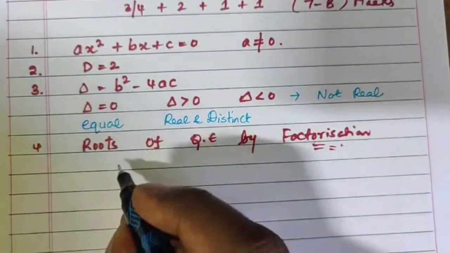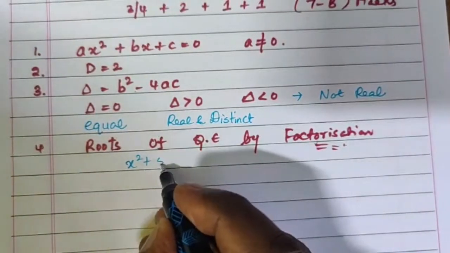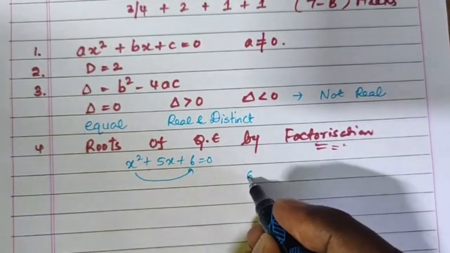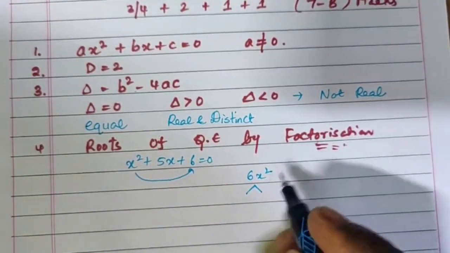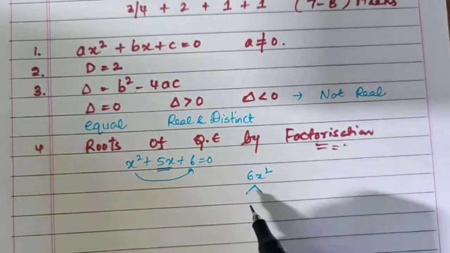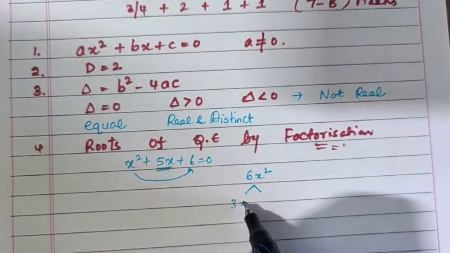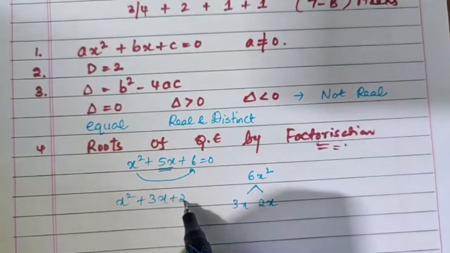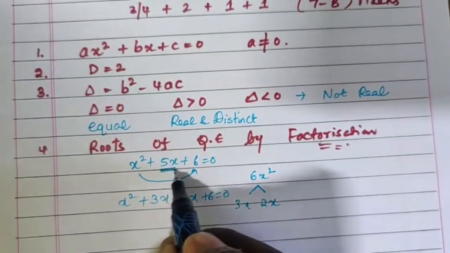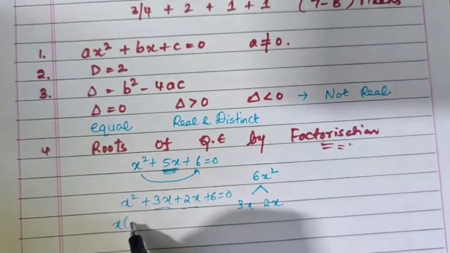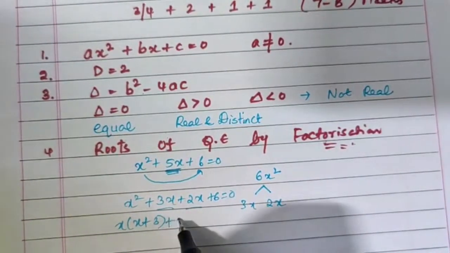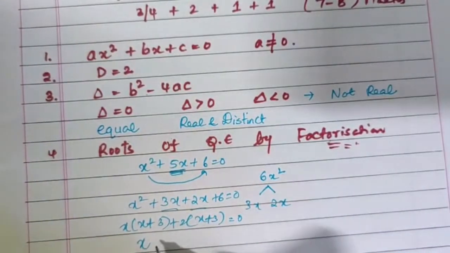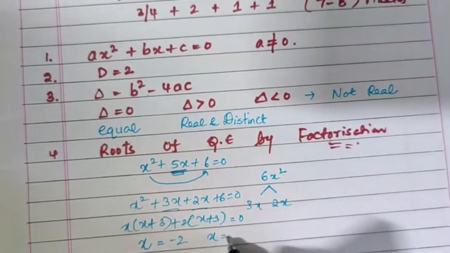For example, a simple equation: x square plus 5x plus 6 equals 0. What is the first step? Multiply the first and last terms, that is 6x square. If you multiply, you should get 6x square; if you add, you should get the middle term 5x. So what are the numbers? It will be 3x and 2x. So x square plus 3x plus 2x plus 6 equals 0. Split the middle term 5x as 3x plus 2x. If you take the common factor, what will you get? x into x plus 3, 2 as common factor, you get x plus 3 equals 0. You get x equals minus 2, x equals minus 3.